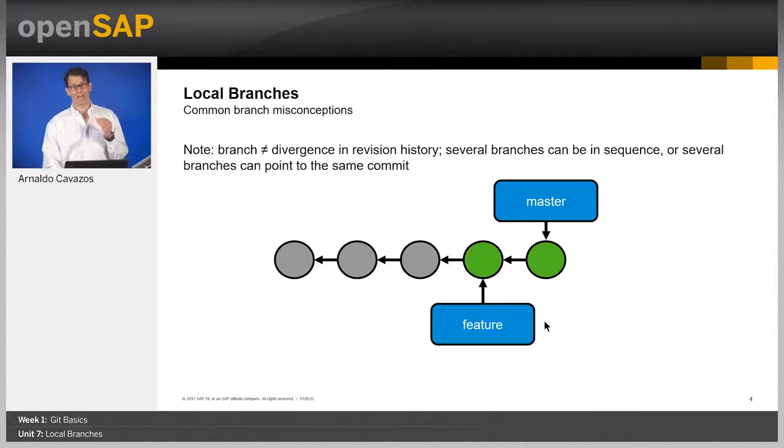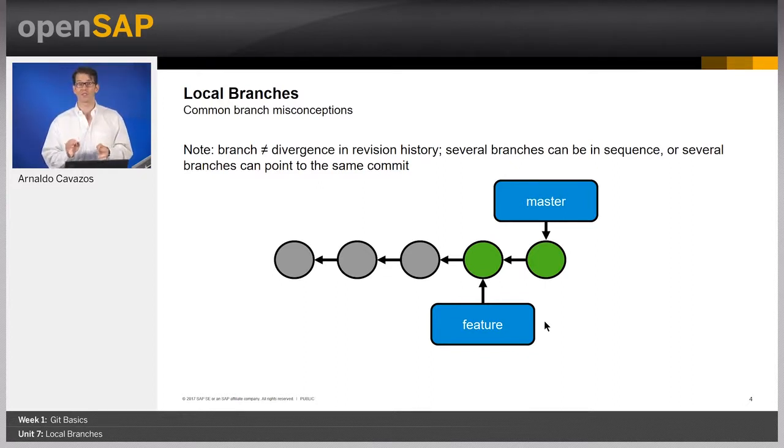Note that a branch is not a divergence in revision history. It's not where you have a split. You could have several branches in sequence, or you could have several branches pointing to the exact same commit. So in this picture, you have 2 branches. Now, a lot of people who are new to Git might think of this as a single branch because it's a straight line of commits. But there are 2 branch pointers, and that means 2 branches.